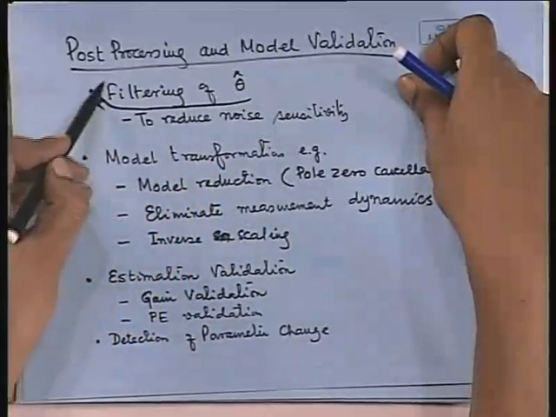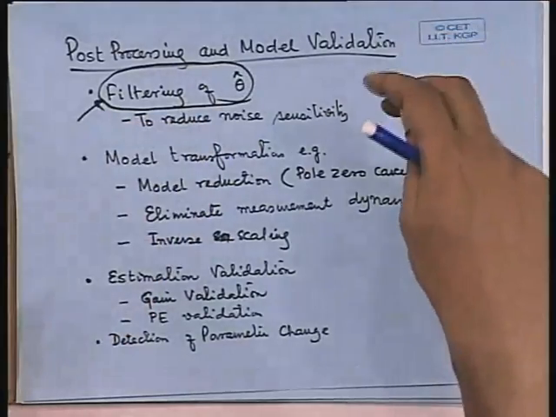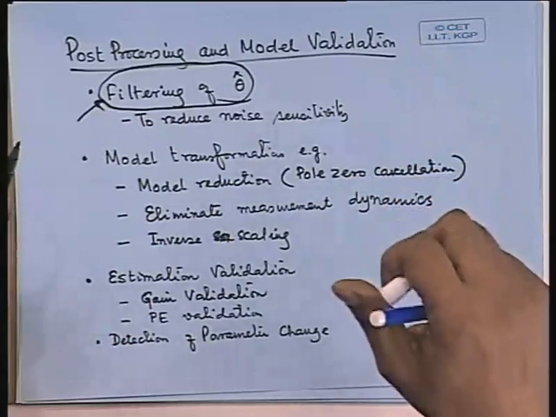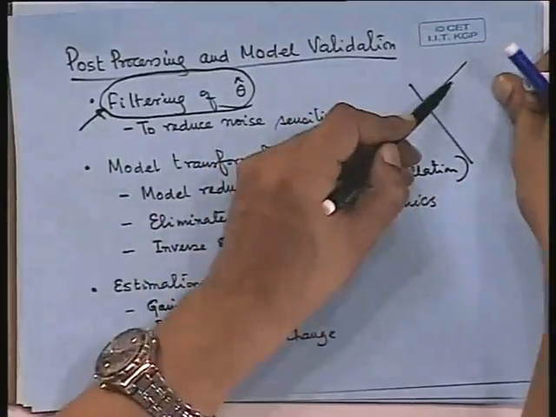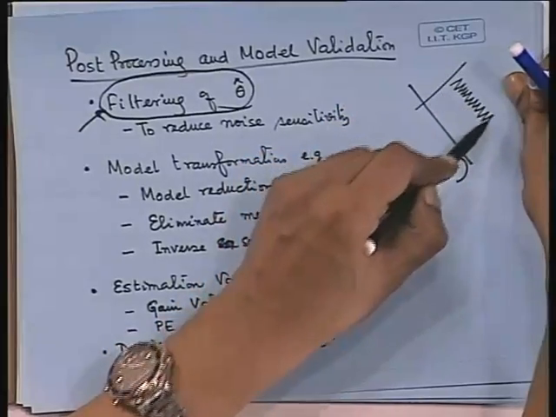Now, in such cases you will find that filtering of the parameters can give you a lot of benefits, because the parameter estimate is definitely going to be jittery because of noise.